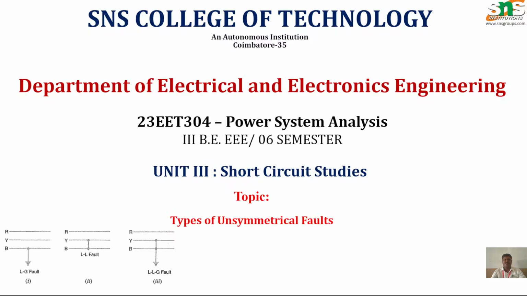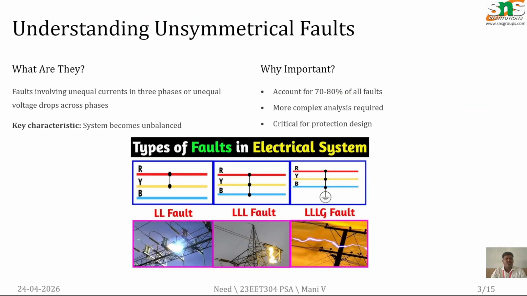Hi, welcome back. In today's lecture series, we are going to discuss the types of unsymmetrical faults. Here we have to know what a symmetrical fault is and what an unsymmetrical fault is. A fault involving unequal current in the three phases or an unequal voltage drop across phases is called an unsymmetrical fault. If it is a symmetrical fault, all three phases are faulted, which is called a three phase fault.